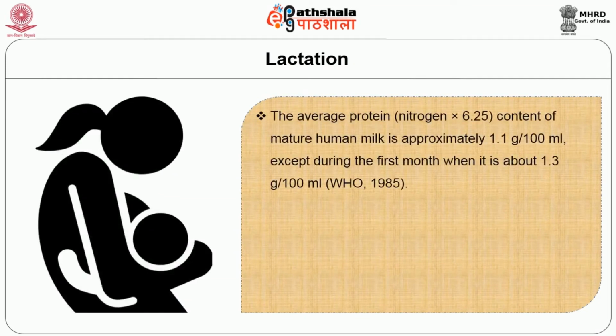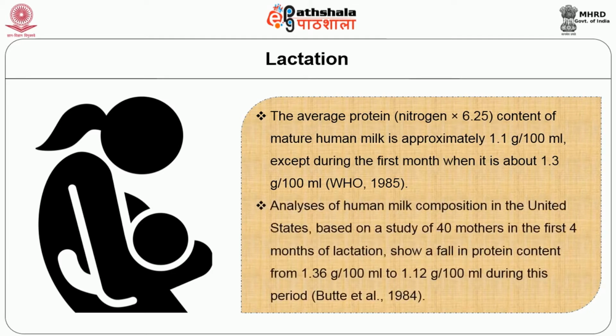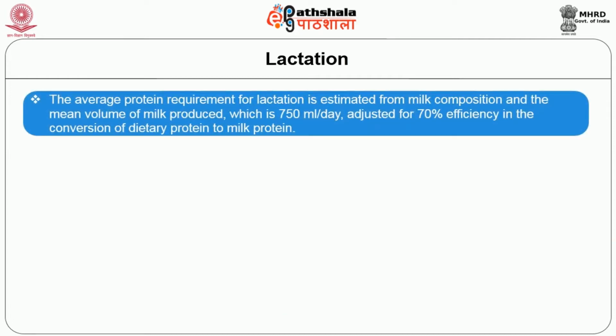The average protein content of mature human milk is approximately 1.1 grams per 100 ml, except during the first month of lactation, when it is about 1.3 grams per 100 ml, by WHO 1985. Analysis of human milk consumption in the United States, based on a study of 40 mothers in the first 4 months of lactation, shows a fall in protein content from 1.36 grams per 100 ml to 1.12 grams per 100 ml during this period.